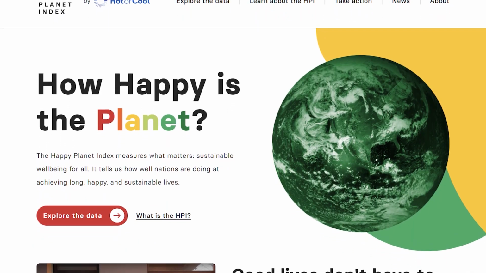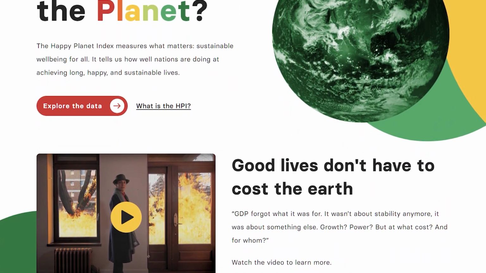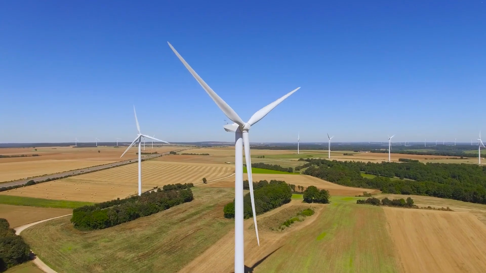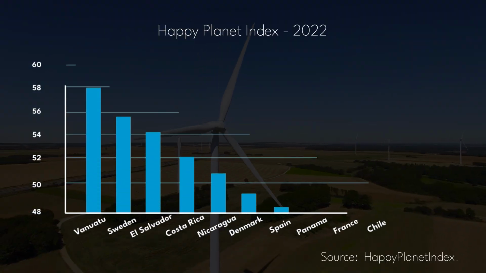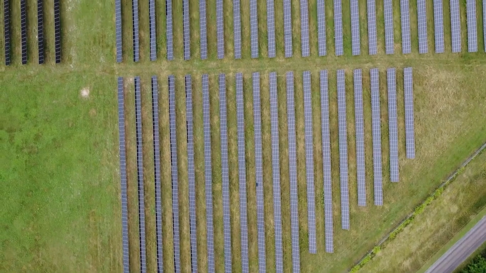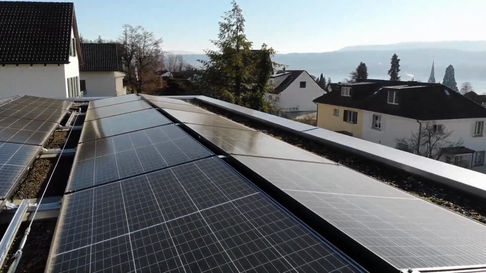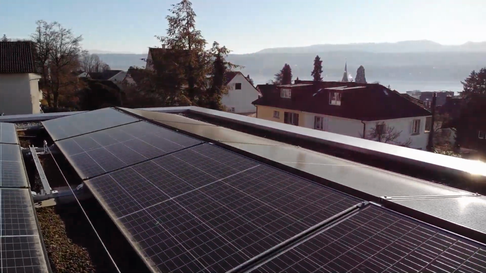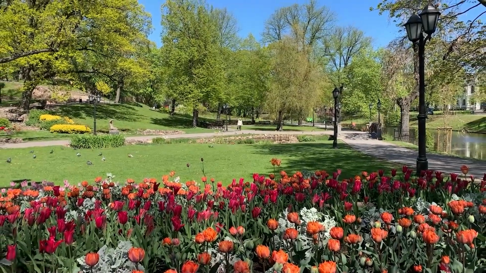The Happy Planet Index, or HPI, was developed by the New Economics Foundation, a British think tank. It measures environmental impact and well-being. In 2022, the top-performing countries were Vanuatu, Sweden, and El Salvador. The Happy Planet Index focuses on sustainable well-being by evaluating how effectively countries provide long, happy, and sustainable lives for their citizens. It focuses on well-being, life expectancy, and environmental footprint.